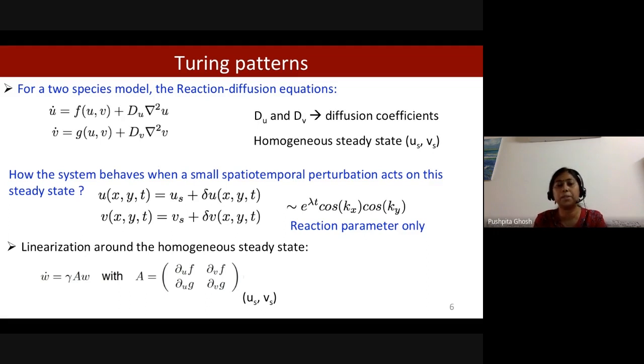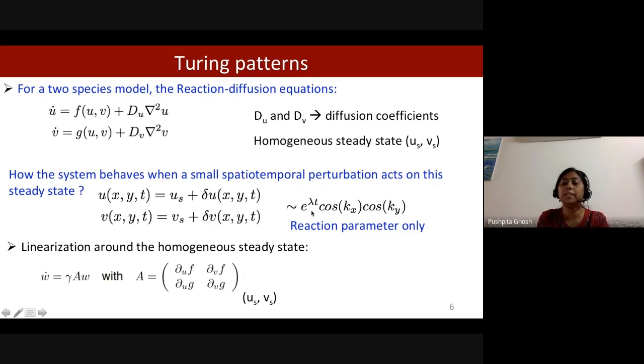And then our goal is to study whether this homogeneous steady state, which is otherwise stable under temporal perturbation, can break the symmetry when perturbed around the steady state under a small, infinitesimally small spatiotemporal perturbation. So basically we can write down this kind of situation where the perturbations delta u and delta v correspond to the perturbation around the steady states us and vs. And this perturbation we can take in a form like e to the power lambda t times a cosine part, which has a temporal growth parameter as well as spatial extension, and this only depends upon the reaction parameters.